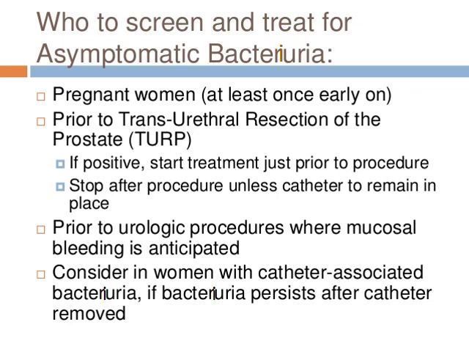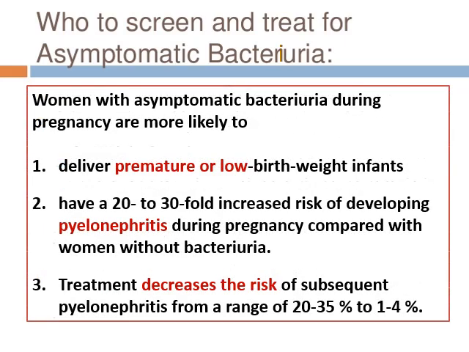This group should be treated because this will lead to a decrease in premature or low birth weight infants in pregnant women, and a decrease in the complications that may result from this asymptomatic bacteriuria, because it may proceed to acute pyelonephritis, or chronic pyelonephritis after that. So the treatment here is important to decrease the risk of subsequent complications.